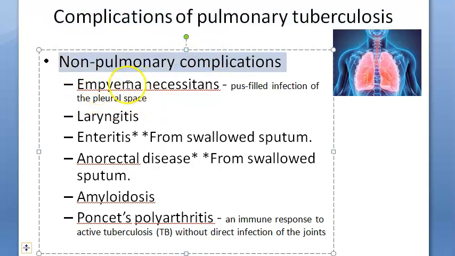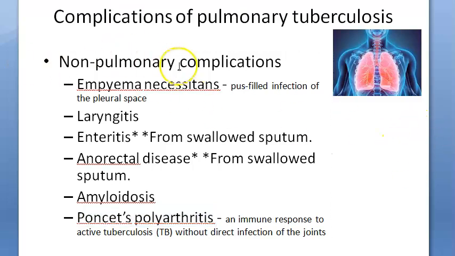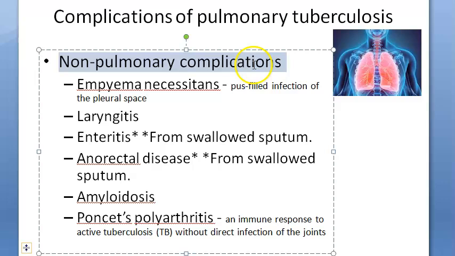In non-pulmonary complications, they talked about empyema necessitans, laryngitis, guys. Touch your larynx, then touch your stomach, enteritis, anorectal disease, then amyloidosis. I think we will end up forgetting amyloidosis in the exam. So just remember amyloidosis, this abnormal protein deposit, and then Poncet's polyarthritis. You have to remember this word, Poncet's. So these are the non-pulmonary complications of pulmonary tuberculosis according to the Davidson textbook.